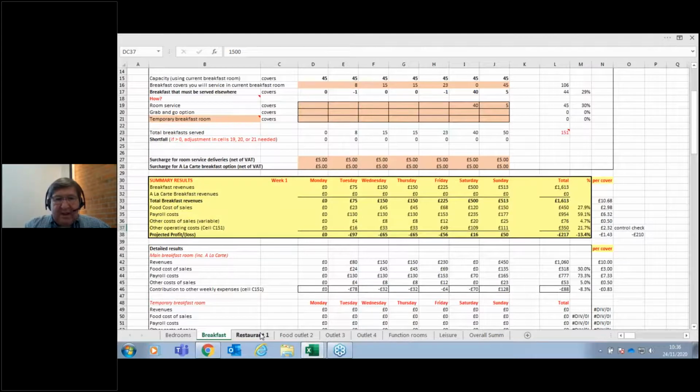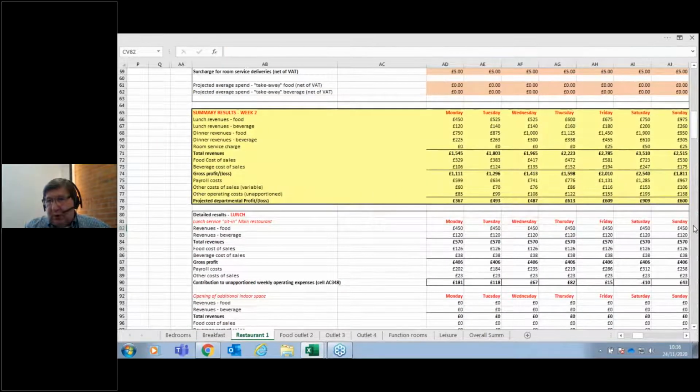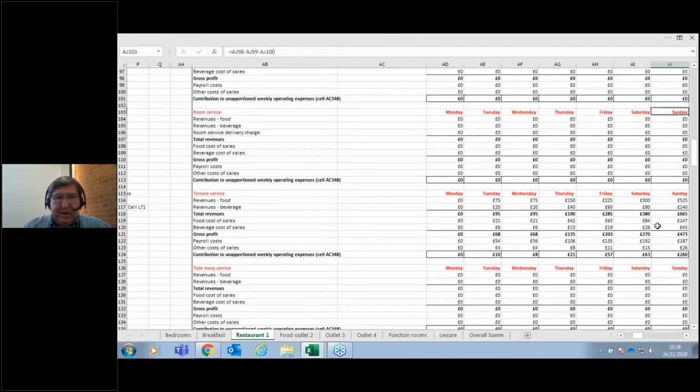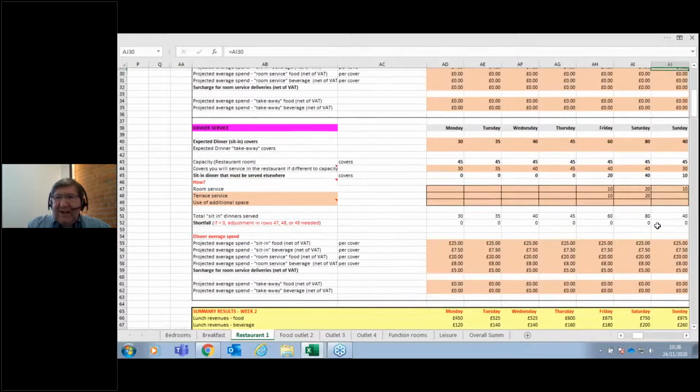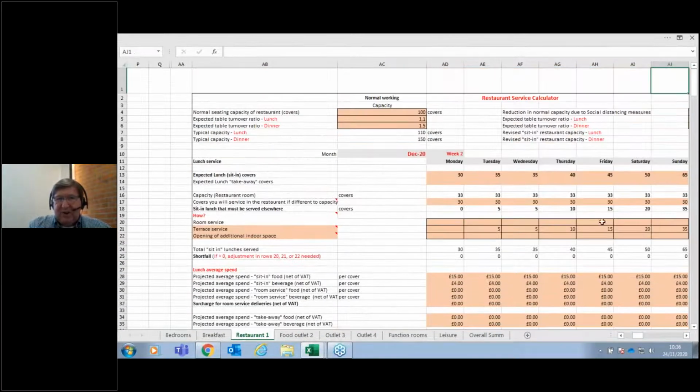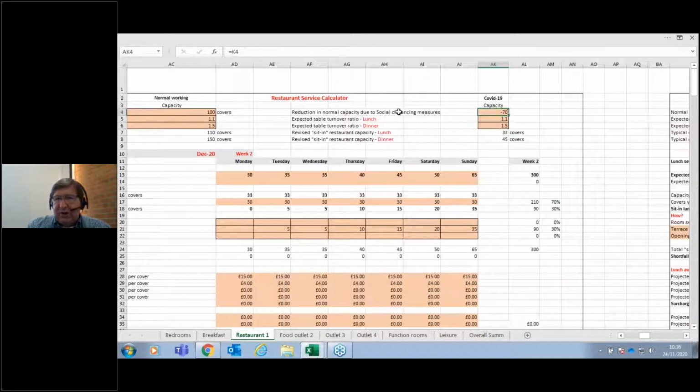Looking at the next tab then is restaurant, and it's a little bit more complicated in this particular model because we look at it at both lunch and dinner time, but you're really not being asked to put that much more information in. So same idea, number of covers, table turnover ratio for lunch, table turnover ratio for dinner, and then over here your reduction in your capacity due to COVID-19 measures. And of course that could change between now and when you get fully opened on a permanent basis. And again, those turnover ratios, you can amend those.